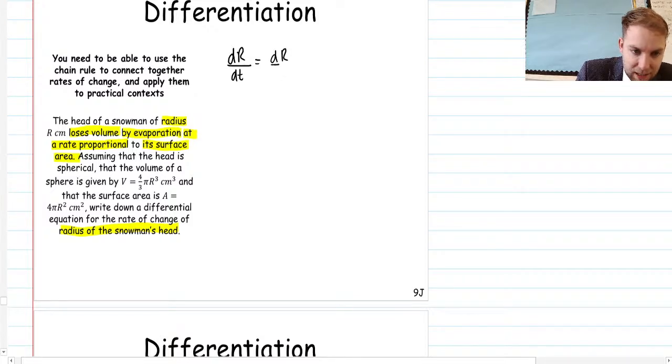Now what we don't know is anything in terms of the radius, so we need to work out what the radius is in terms of the volume, which we can do, times by the volume in terms of t. Now what I've done is I've split that up there. So the rate of change in the radius over the rate of change of v, times by the rate of change of v over the rate of change of t.